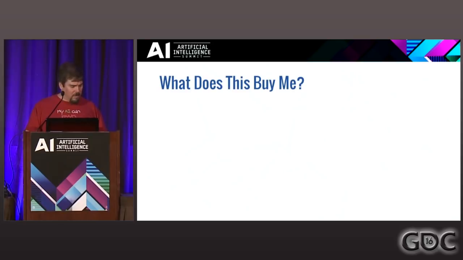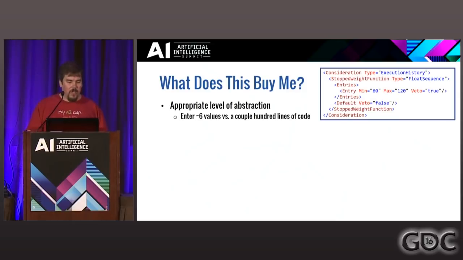So what does all of this buy me? The most important thing is that as I'm doing my work, as I'm specifying behavior, I'm thinking at the appropriate level of abstraction. Not too big, not too small, definitely not implementation details. So if you look at this execution history consideration, for instance, I enter about 6 values. It's execution history, it's a float sequence, the minimum and maximum values, and what to set the vetoes to. And that expands out to probably a couple hundred lines of code.